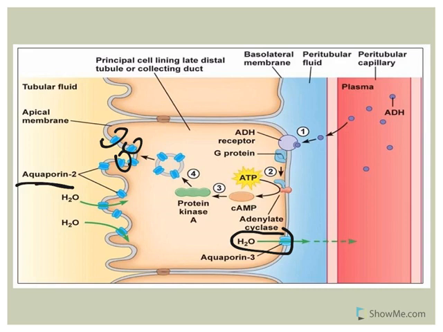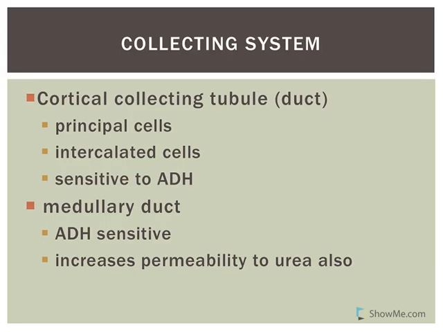The end result is, if we have more of these aquaporin channels, we'll be able to reabsorb more water. So this part of the nephron tubule is very important when we talk about regulation of urine volume. The sensitivity to ADH will determine if we're going to reabsorb a lot of water or not so much water.